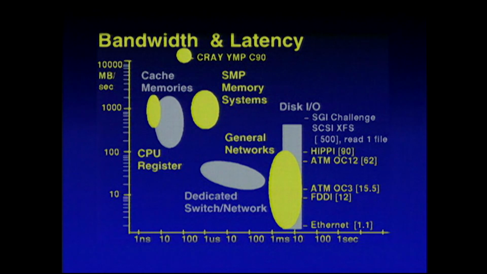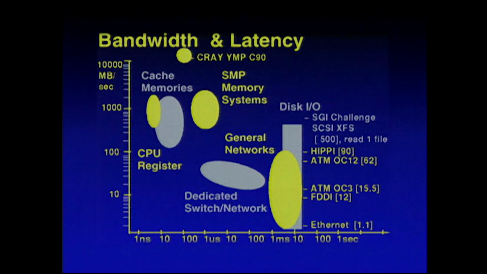We illustrate here having a number of disks striped together. We can get something like 500 megabytes per second reading a single file off disk by having many of them striped together. Unfortunately, it's still some number of milliseconds to get the first byte of data.